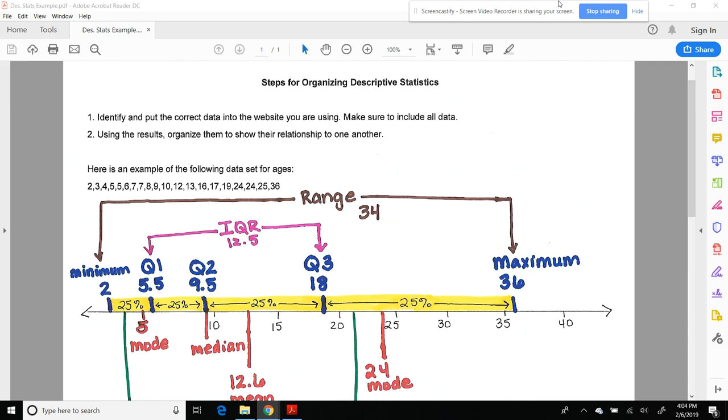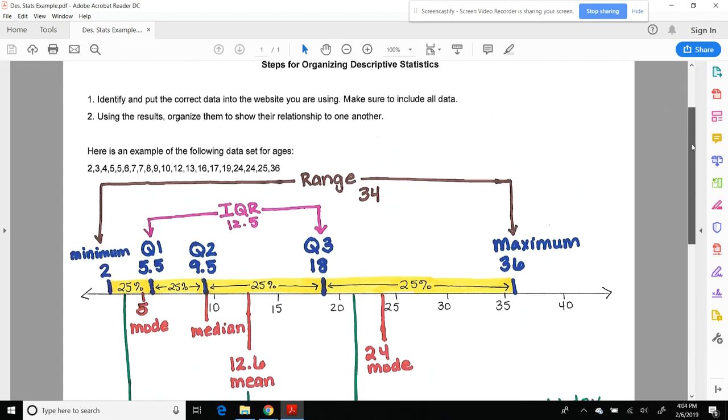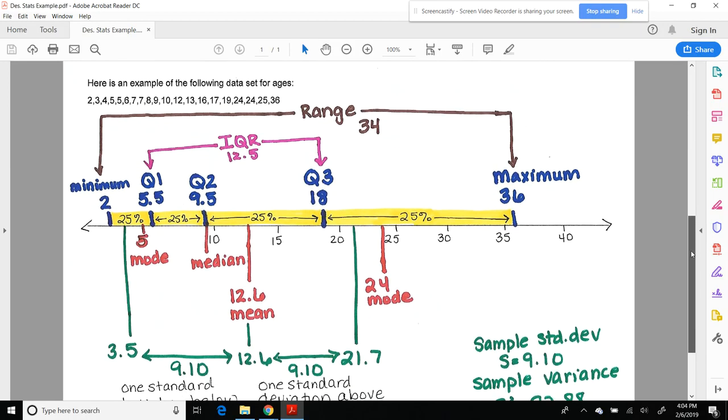But another thing I need to do, while I get these statistics off the website, is that I might be unclear about the relationship of these numbers among themselves and to each other. So let me show you what I did. I graphed it out for you so you can see it. Here I have an example data set with numbers ranging from 2 to 36. Again, I put these in my calculator and I got the numbers back.